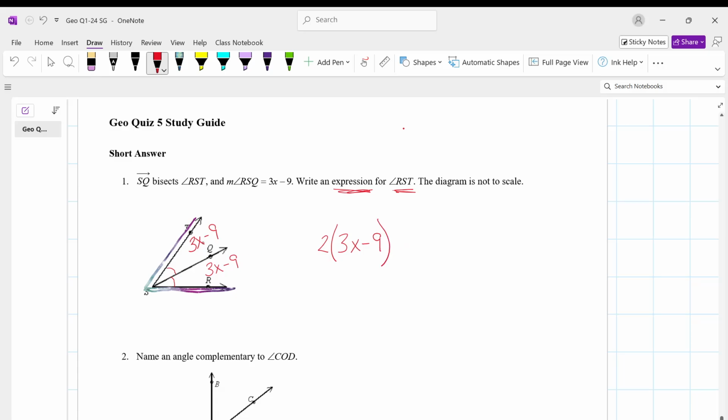All right, because it's just the sum of the two. Or just add the two together. So 3x plus 3x would be 6x. And negative 9 plus negative 9 would be negative 18. So either of those answers will work. The 2 times 3x minus 9, or just add the two expressions together, and their sum is the expression for RST.